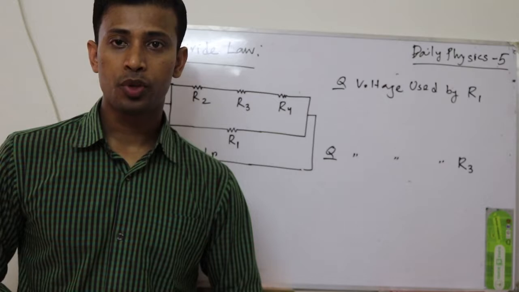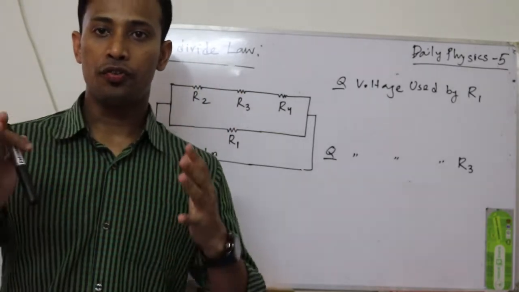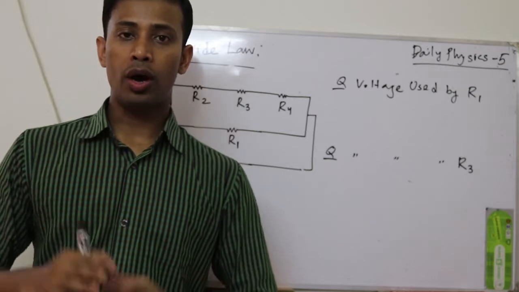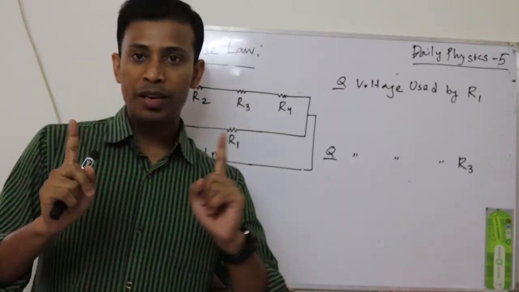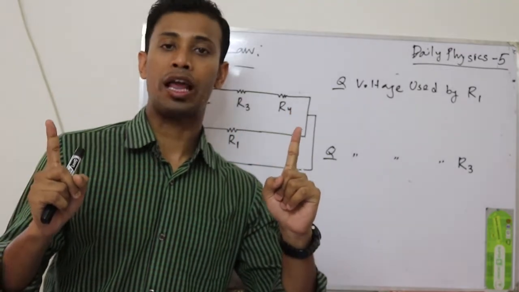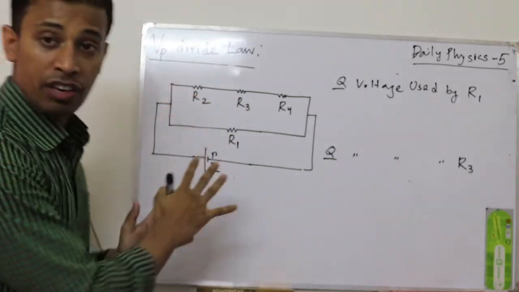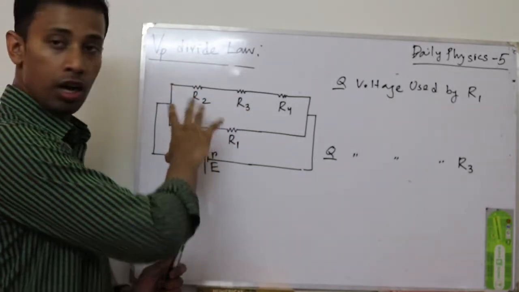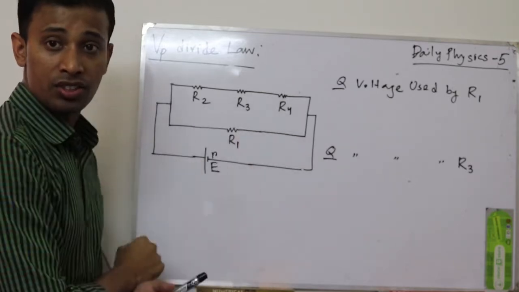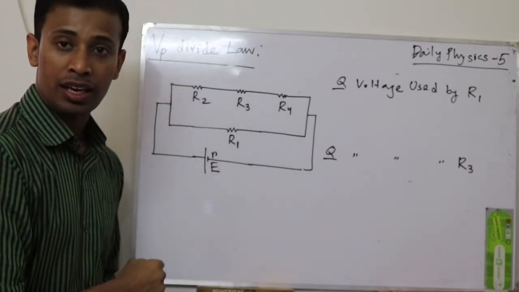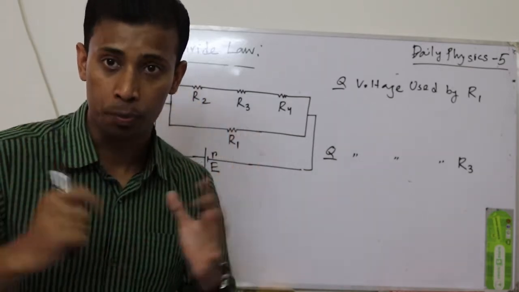In today's lecture, we'll discuss the Vp divide law. We already know what Vp is: the voltage difference between the two sides of a parallel group. Here I have given you a circuit. This circuit contains a parallel group where these 3 resistors, 1, 2, 3, are in series in one line, and here we have another resistance in the other line. These 2 lines are part of a parallel group.